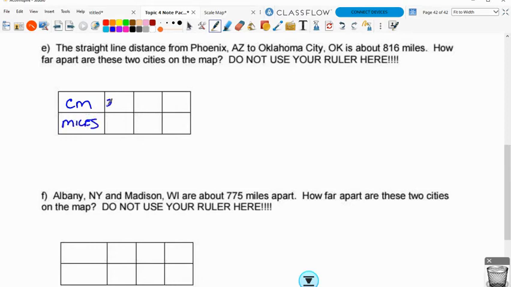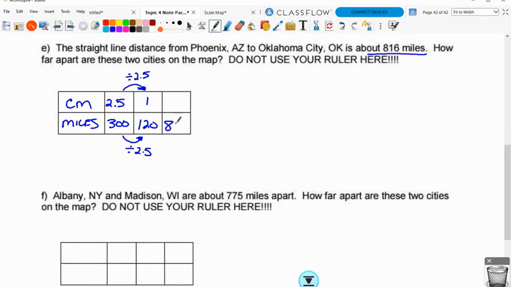And we knew that 2.5 centimeters corresponds to 300 miles of actual distance. And once again, we wanted to make this easy to scale, so we scaled back to 1 centimeter by dividing by 2.5. And we'll do the same thing here, divide by 2.5. And that gave us 120 miles for every centimeter on the map. Now, we know that the distance between Oklahoma City and Phoenix is about 816 miles.